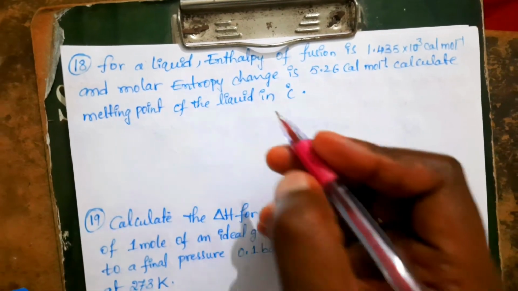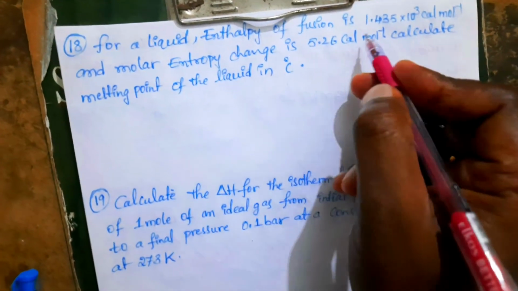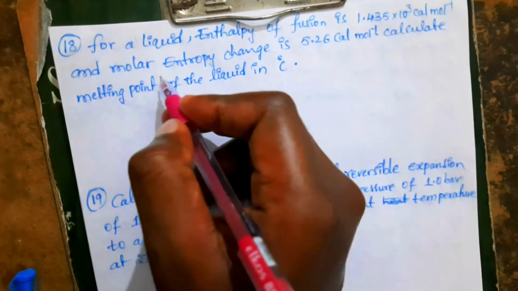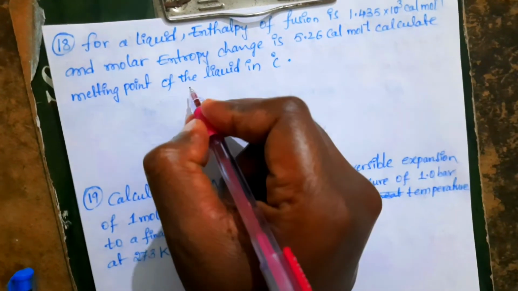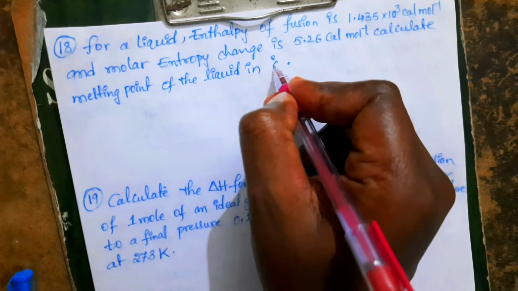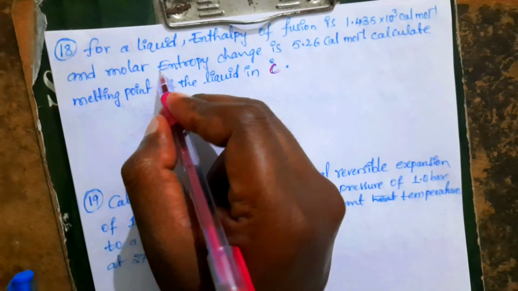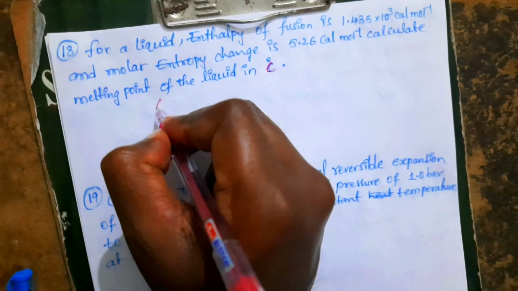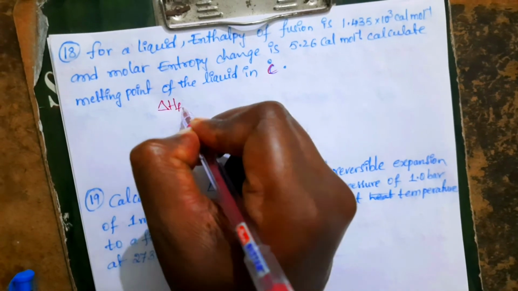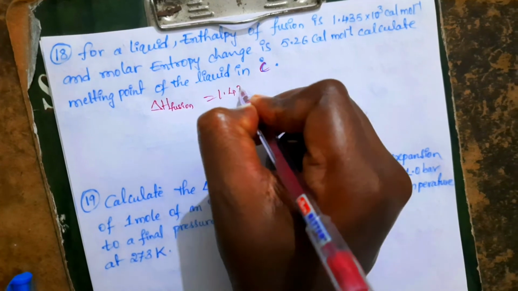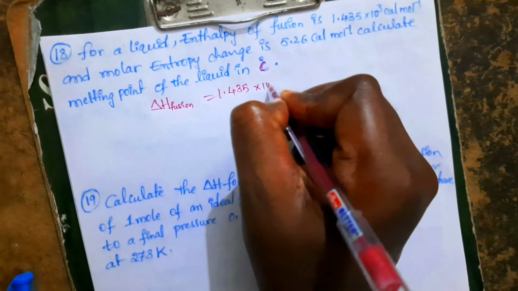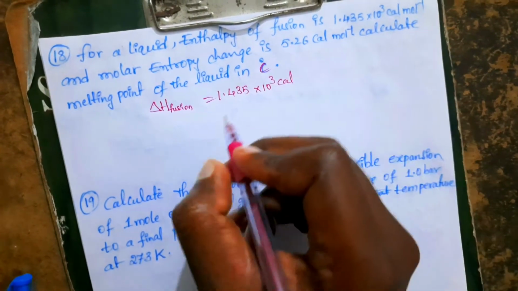Now next one: for a liquid, the enthalpy of fusion is given and the molar entropy change is 5.26 calorie per mole. Calculate the melting point of the liquid in degrees Celsius. They have given the enthalpy of fusion, which is how much? 1.435 into 10 power 3 calories per mole.